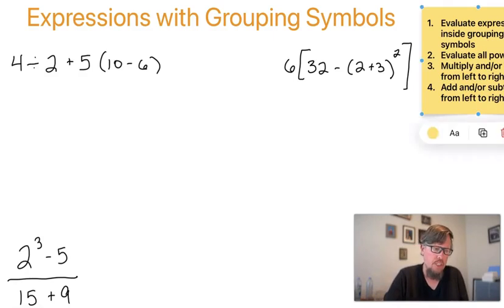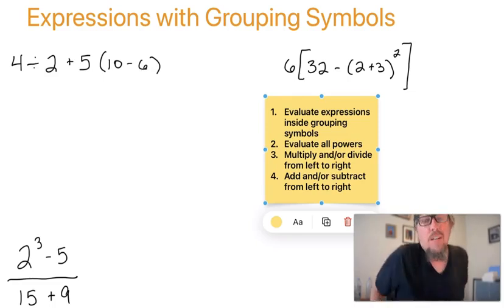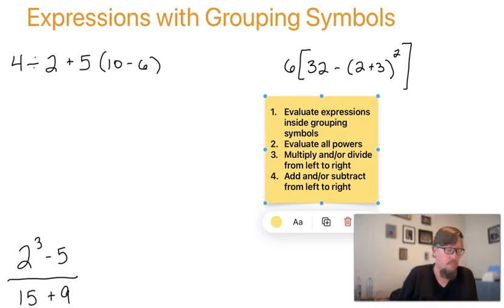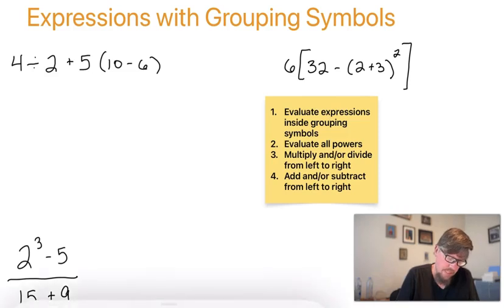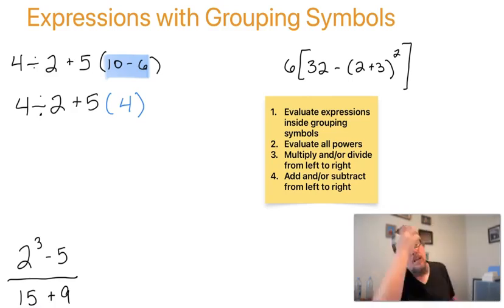Anytime we're evaluating something, we always start with the grouping symbols. And so we do have some grouping symbols here. The grouping symbols in this case are parentheses, and that's where the 10 minus 6 is. So we're going to start off with the 10 minus 6, and 10 minus 6, of course, is 4. So we've got 4. We're going to leave the parentheses. You'll see why in just a minute. But we have evaluated everything that's in the parentheses. We're going to leave the rest alone.